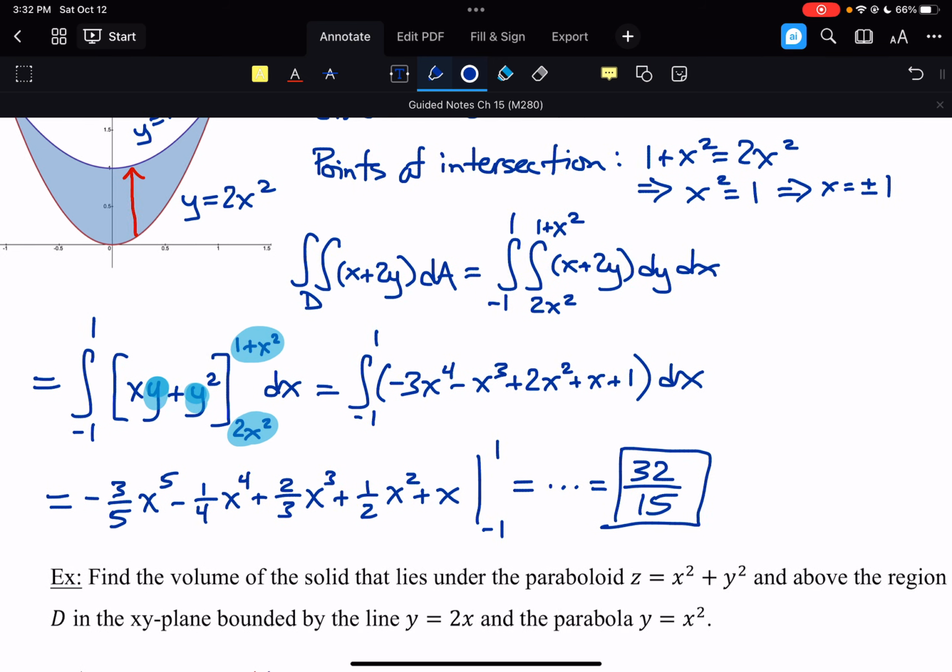But if we're going to set it up this way, squared plus y squared, this would be dx dy, like that. In order to do this horizontally, instead of y going between two functions of x, we would need x to go between two functions of y. So we would have to rewrite these curves. For this one, instead of y equals 2x, it would become x equals 1/2 y. And for this one, instead of y equals x squared, we would get x equals the square root of y.